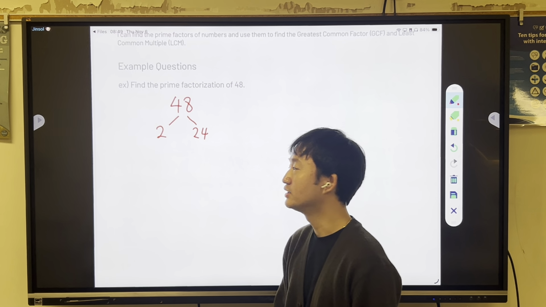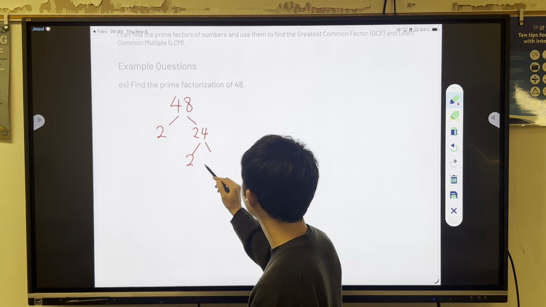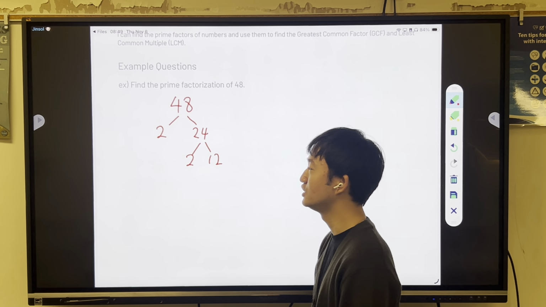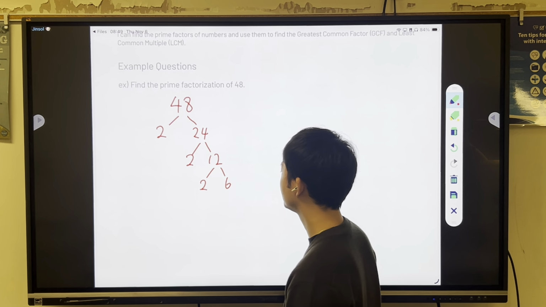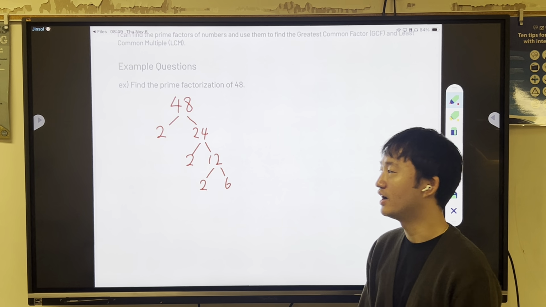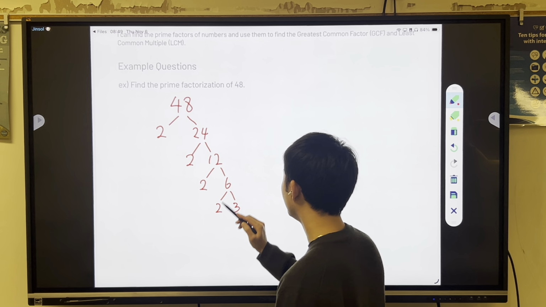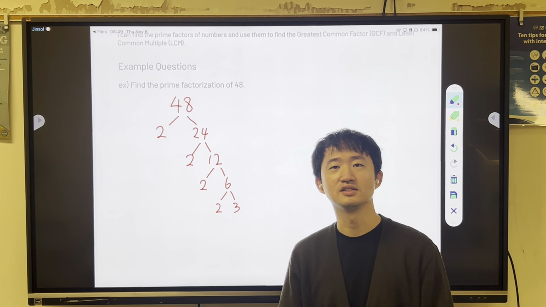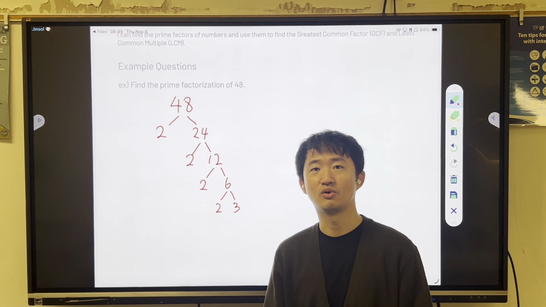And then I repeat the process. 24 can be divided by 2 once again. 24 divided by 2 is 12. And once again, 12 is divisible by 2. So let's divide by 2. 12 divided by 2 is 6. And finally, 6 is divisible by 2, which makes it 3. 3 is a prime number, which means that my job is completed. I have completely prime factorized 48.